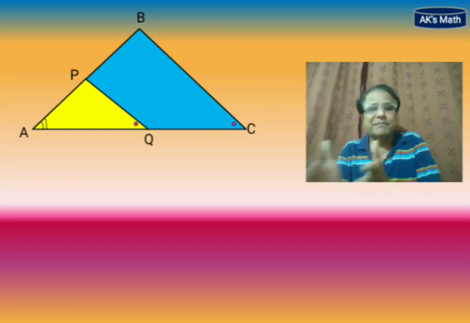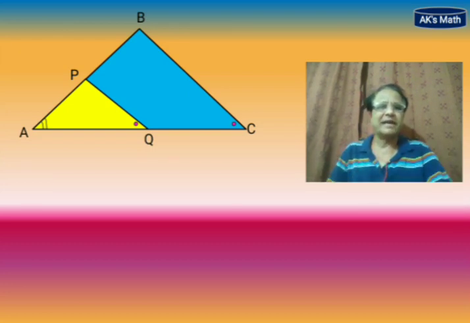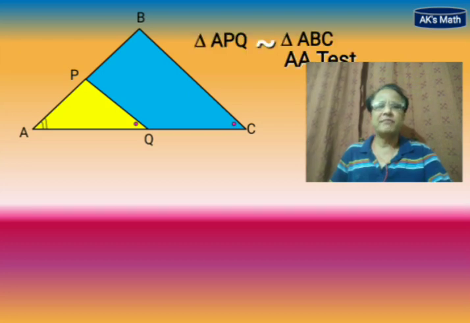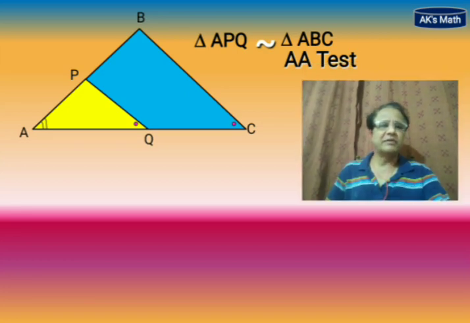So these are the simple tricks by which we can learn how to show the similarity between two triangles. Okay, look at this one. We can write that these two triangles are similar by the double A test. Now look at one more diagram.